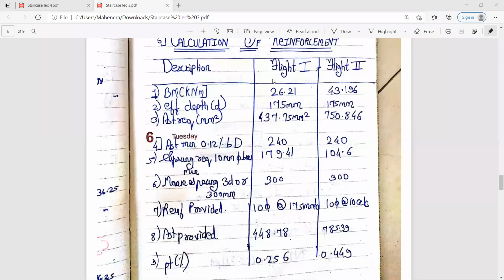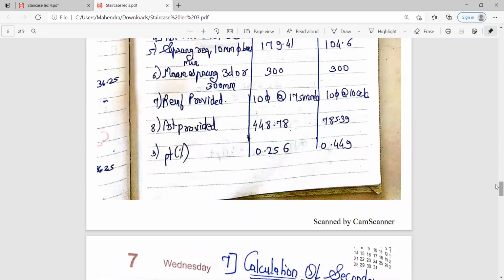Then AST provided. For AST provided, again pi/4 into d square upon 100 into B. So you will get the AST provided. Then percentage minimum, again you are going to use the formula AST upon B into D, that is AST provided upon B into D into 100.